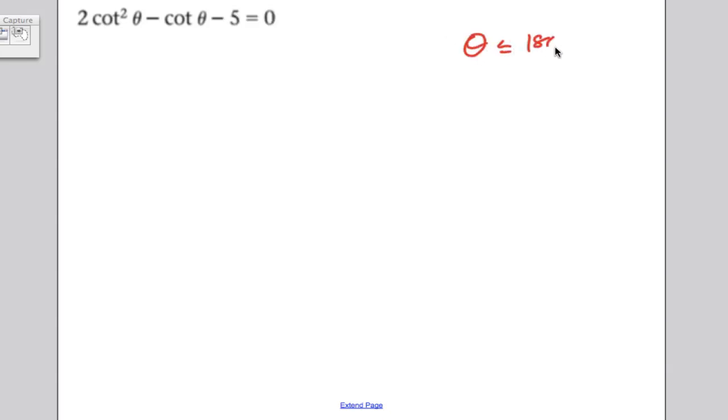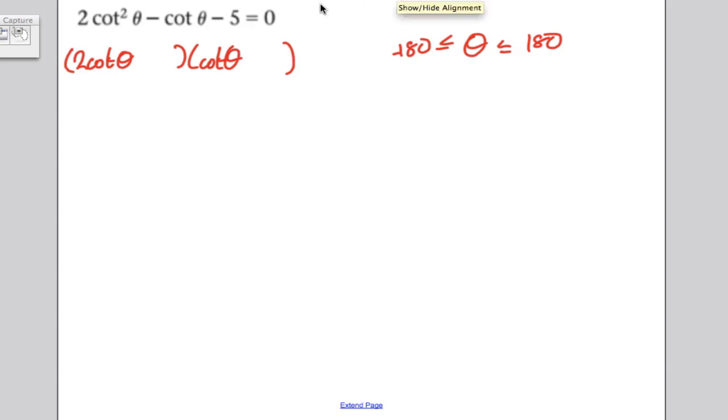Theta is between 180 and minus 180. Well, this one's a quadratic in disguise. You try and factorize that. You get 2 cot theta. How would you get this? Can you think of 2 numbers here that multiply up like that? I don't think you're going to get it by factorizing. And you in fact can't factorize, that's not factorizable.